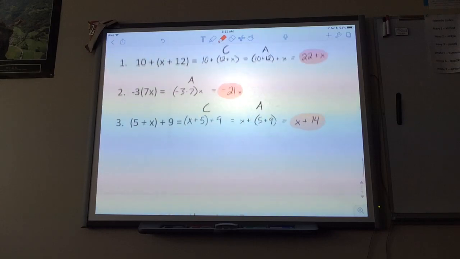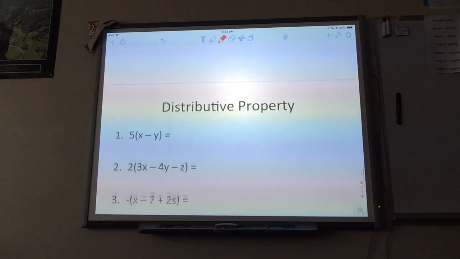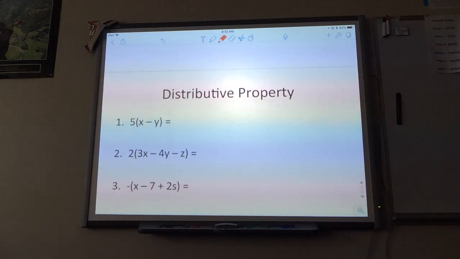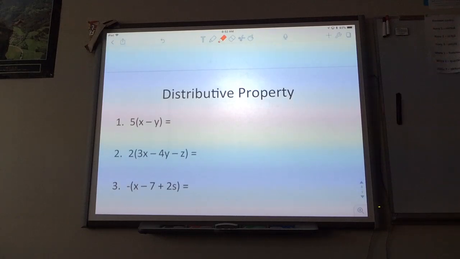Alright, next thing, the distributive property. So if I came in here and I distributed $100 to each of you, what does that mean? It means you handed out to everyone, not just some of you. If I distributed, everyone. Okay? So that's the same thing with the distributive property. You have to be fair. You have to give it to every single part.